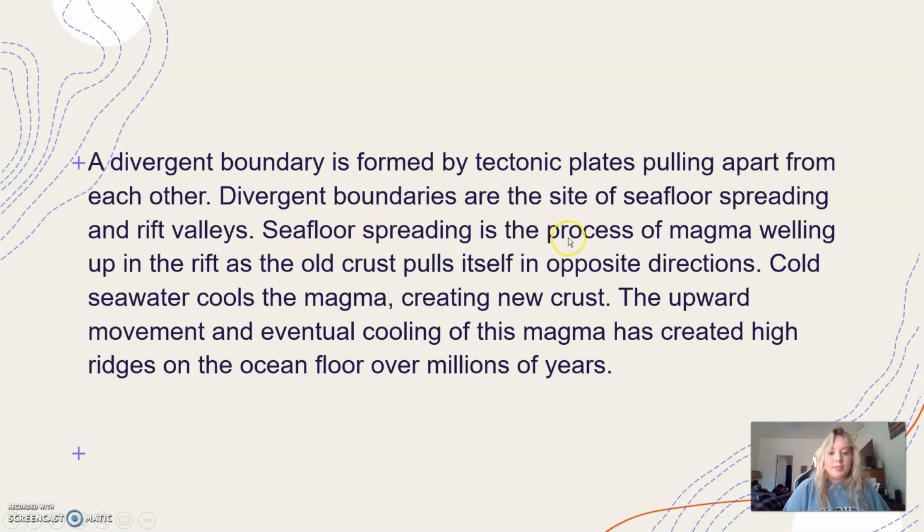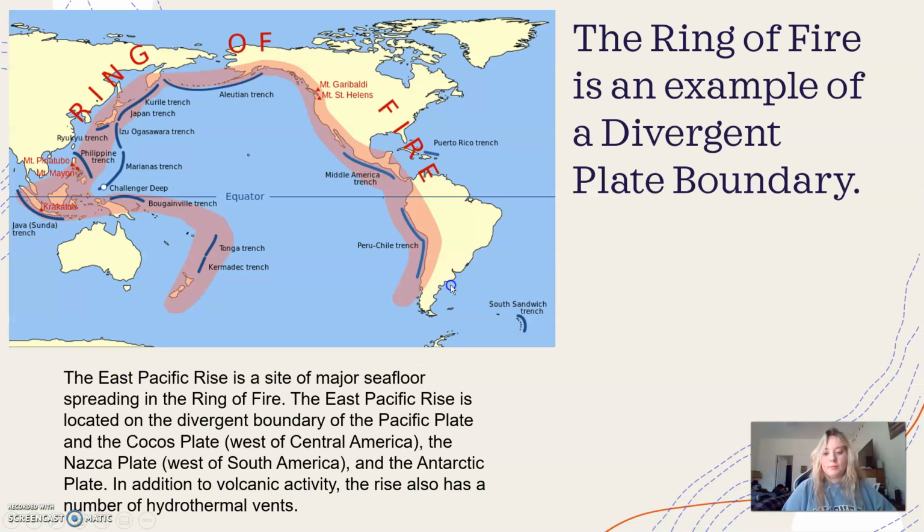Seafloor spreading is the process of magma welling up in a rift as the old crust pulls itself in opposite directions. Cold seawater cools the magma, creating new crust. The upward movement and eventual cooling of this magma has created high ridges on the ocean floor over millions of years.